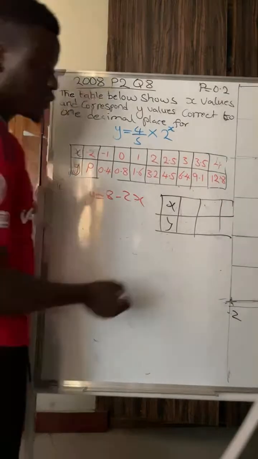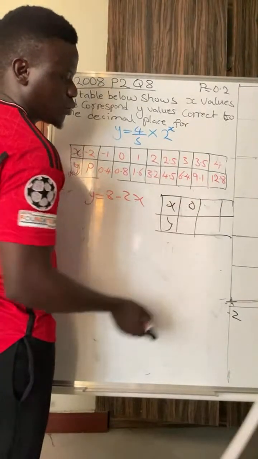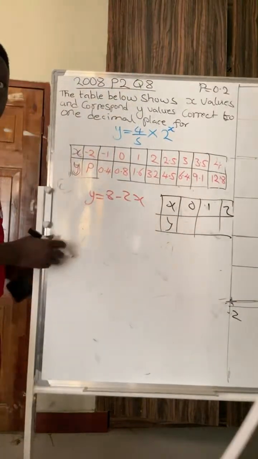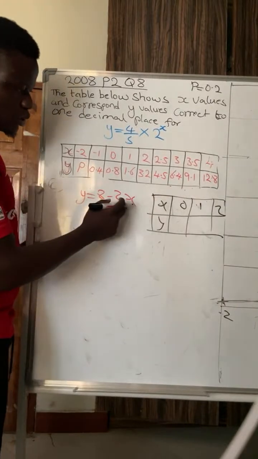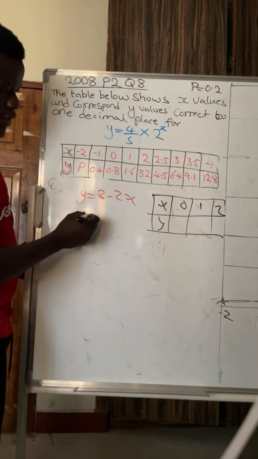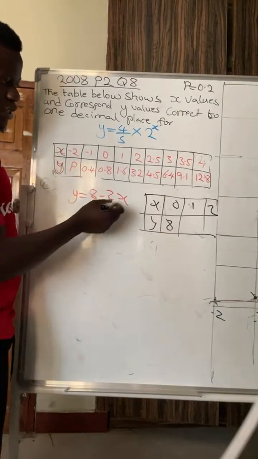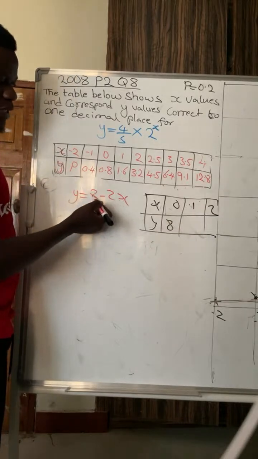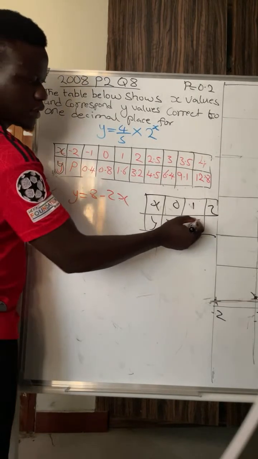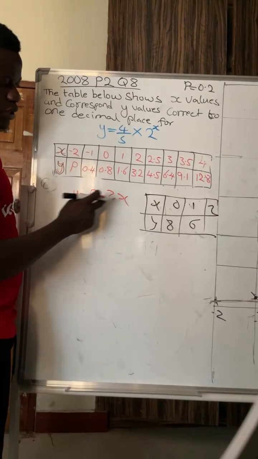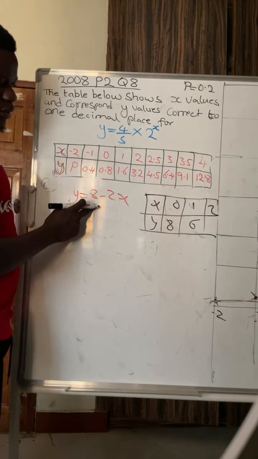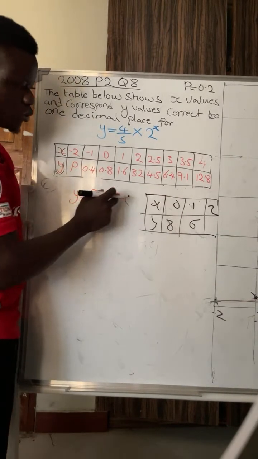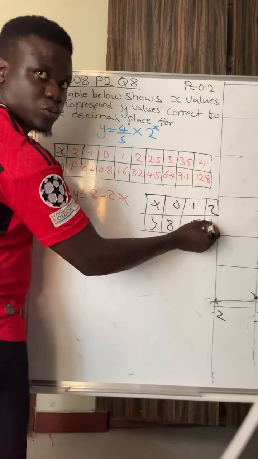So from the equation you put x equals 0, then find y. When x equals 1, when x equals 2. When x is 0, y is 8. When x is 1, y is 8 minus 2, that's 6. When x is 2, y is 4.